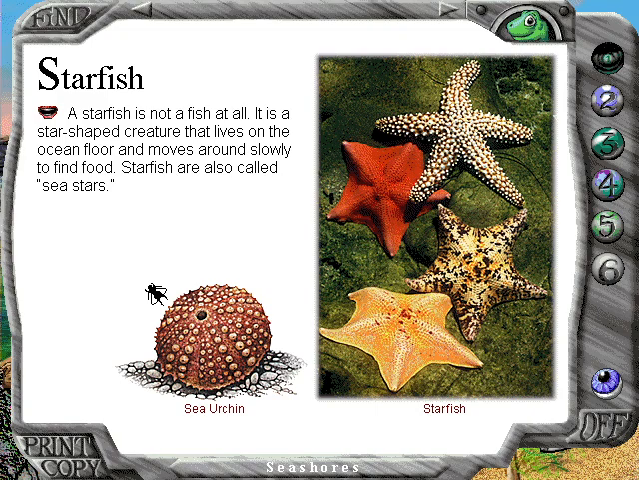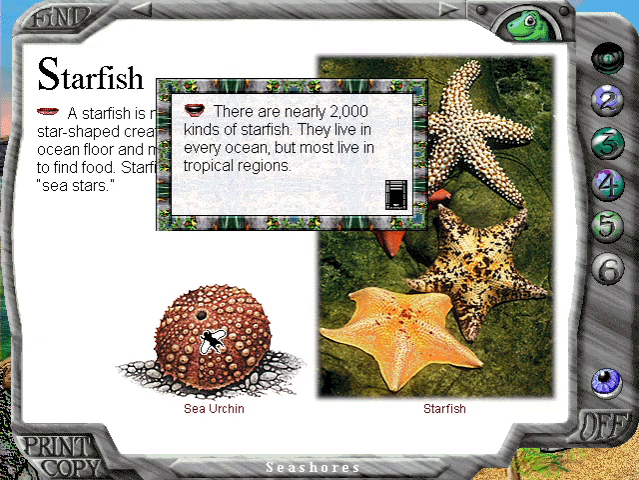Starfish. A starfish is not a fish at all. It is a star-shaped creature that lives on the ocean floor and moves around slowly to find food. Starfish are also called sea stars. There are nearly 2,000 kinds of starfish. They live in every ocean, but most live in tropical regions.